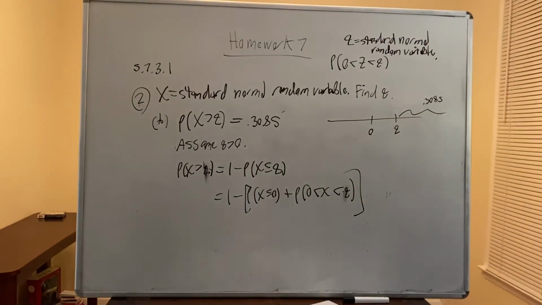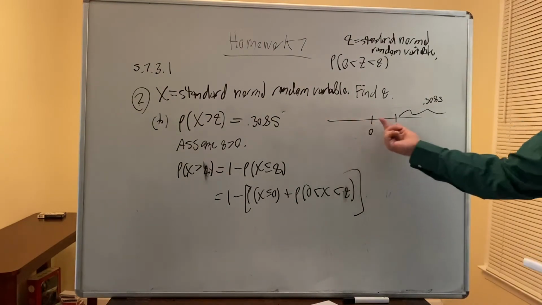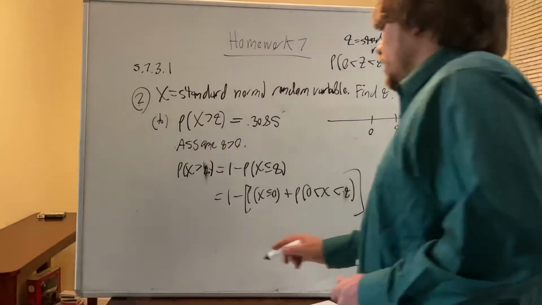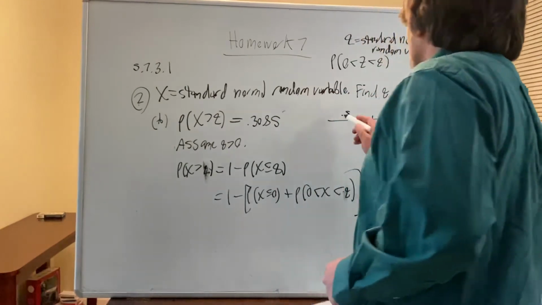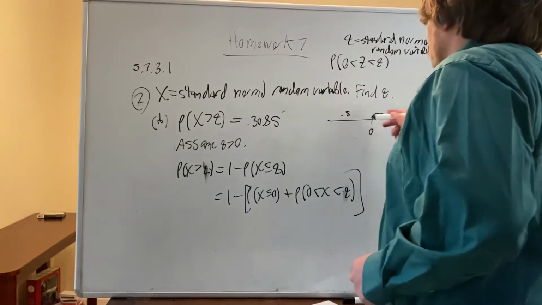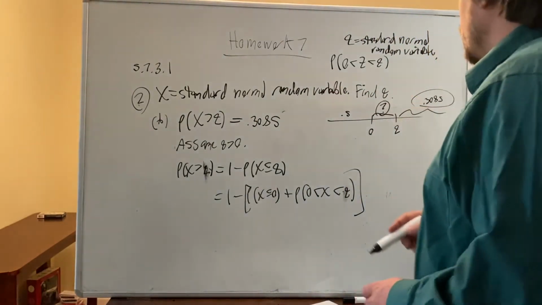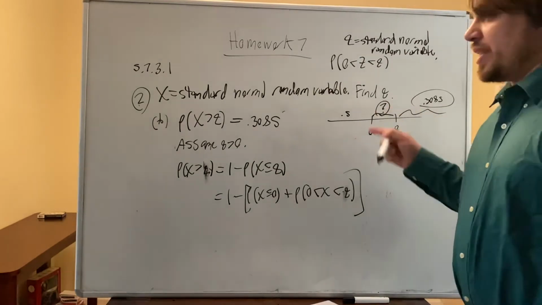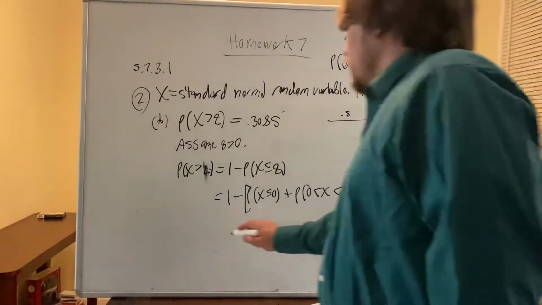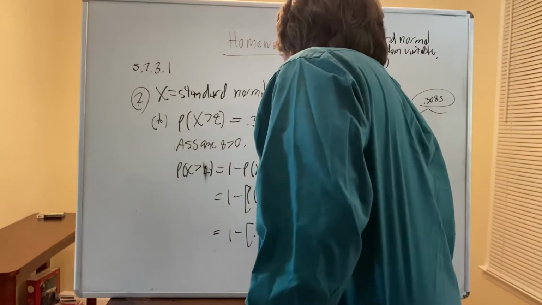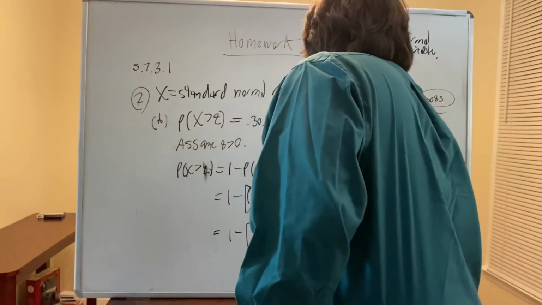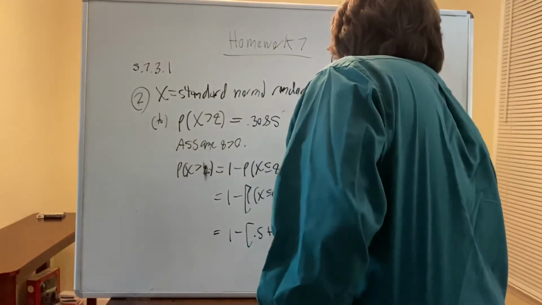Okay? So this probability, which is 0.5, plus that probability. Right? Okay, this is going to be 0.5 here, and then this thing is the question mark, the thing we don't know, but the thing we're going to try and find. We're going to find that, and then we should get, okay? So this is 1 minus 0.5 plus that probability, which you can find on the table.